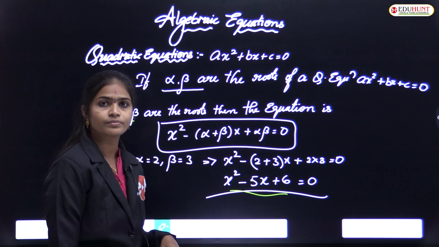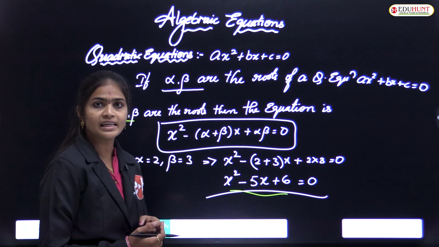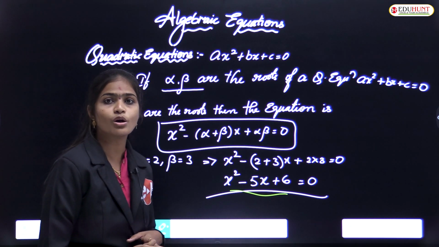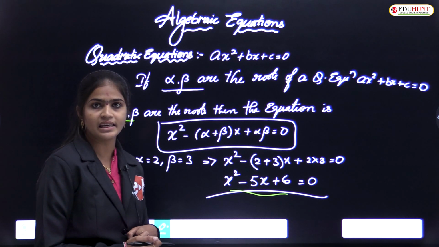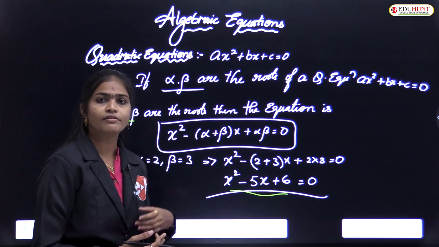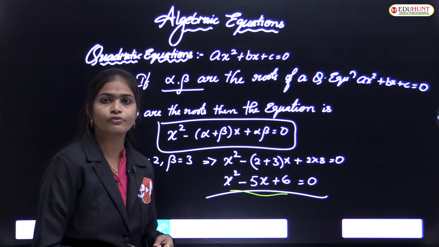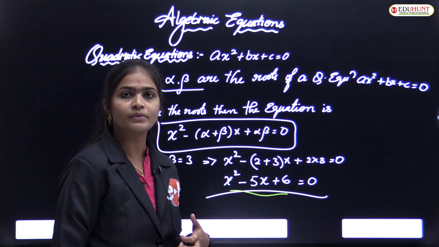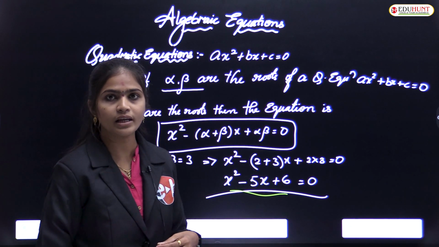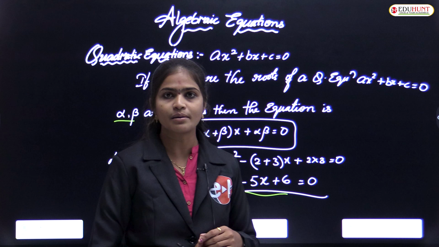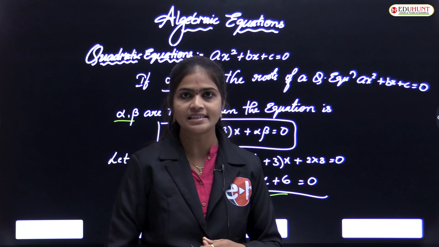Is it clear to you? So if the roots are given, the formula of the equation is x square minus (alpha plus beta) into x plus alpha into beta, which is equal to 0. Is it clear? Okay, if only the equation is given, then we need to find the roots. Then how to find? By using any one of the methods of finding roots of a quadratic equation. Okay, so up to here quadratic equations are completed. In the next video we are going to discuss identities.